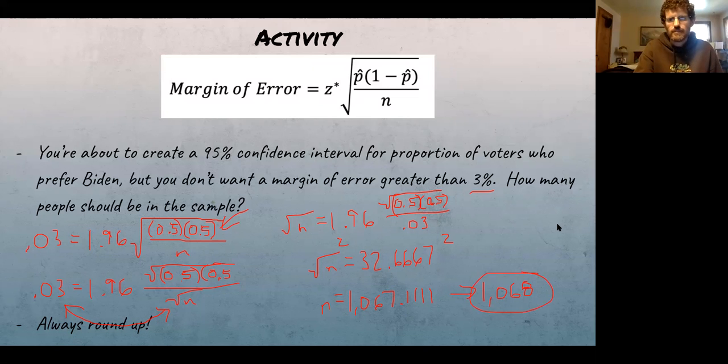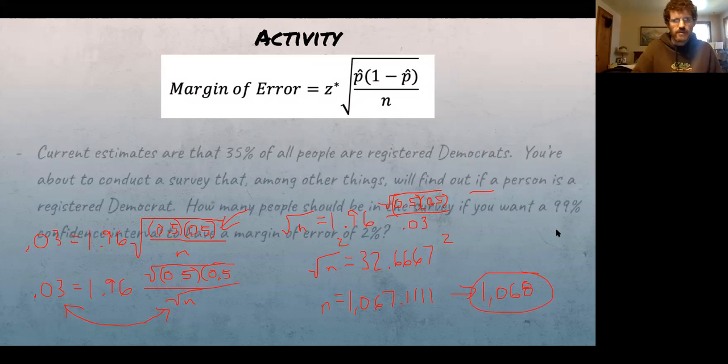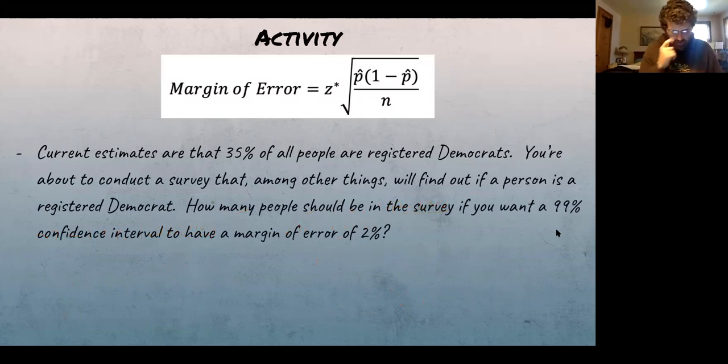Okay, so we're going to go through one more example of this. I think this next example is the same thing, but it will show a little bit more as far as the polling process. We're estimating right now that 35% of all people are registered Democrats. And we're going to conduct a survey that will ask a lot of questions, but one of them is finding out if a person is a registered Democrat. How many people should be in the survey if we want a 99% confidence interval to have a margin of error of 2%?